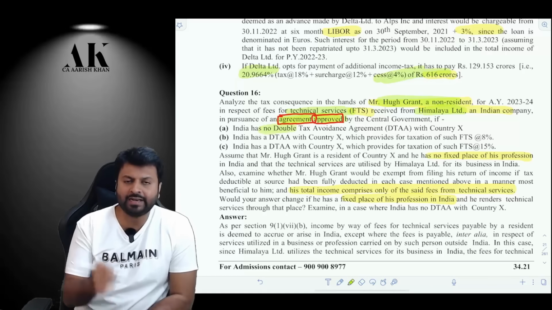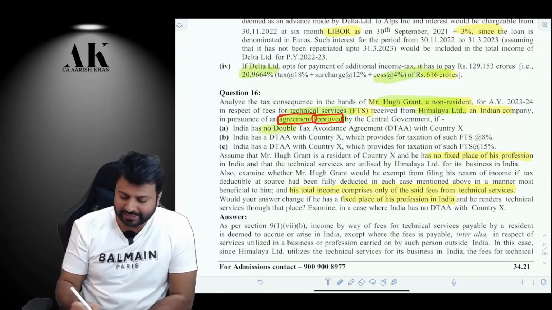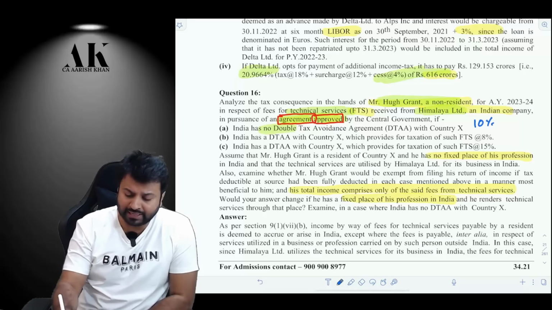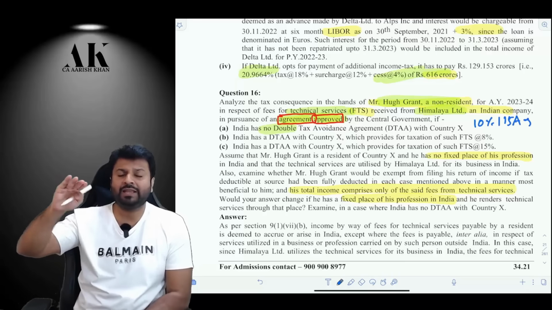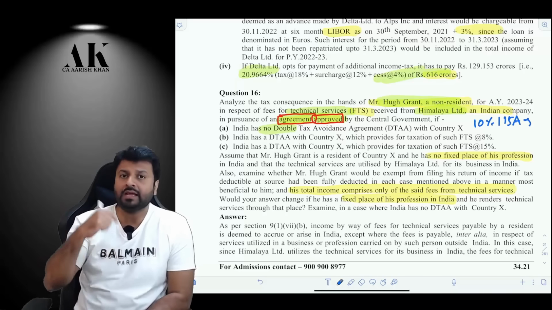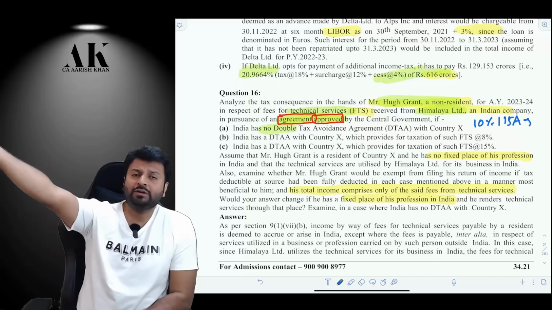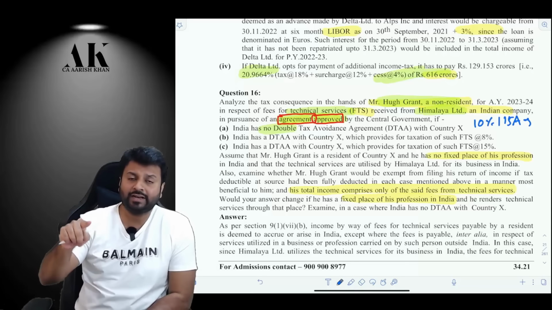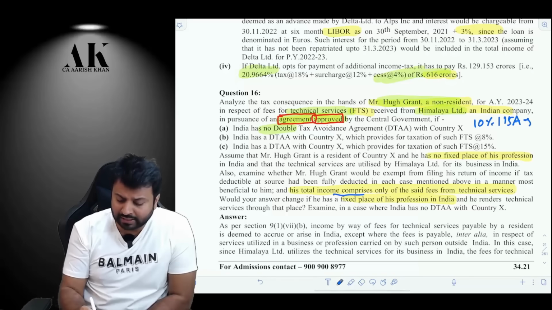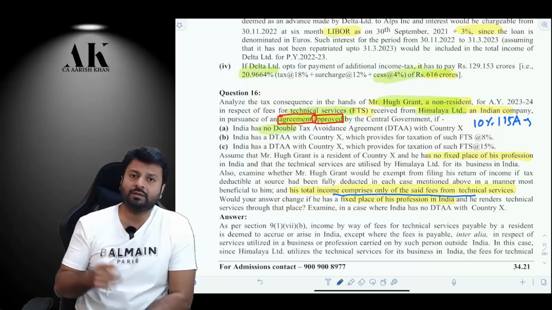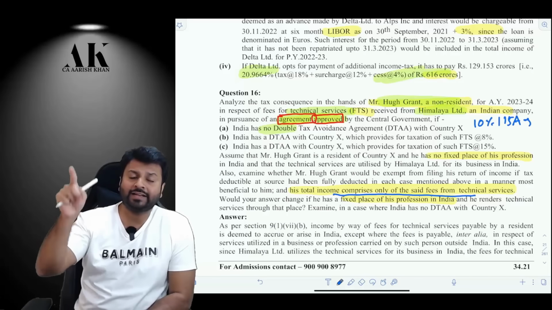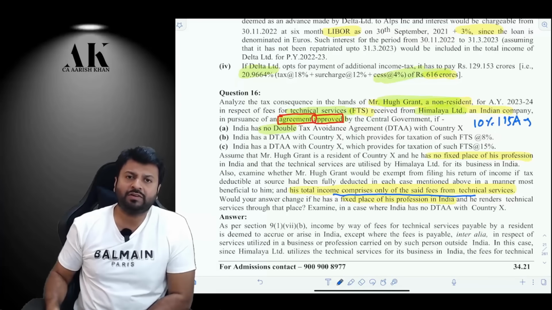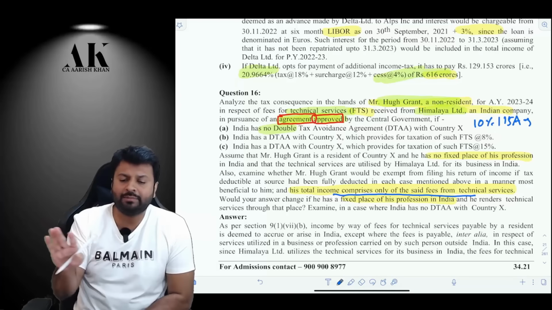In first part, it is said that India does not have DTAA with that country. So in that case, the FTS will be charged at how much? It will be charged at 10% as per 115A plus surcharge if applicable, and 4% cess will be applicable always. Okay. Now, is the non-resident liable to file the return? Non-resident is not liable to file the return if the TDS is deducted, because non-resident does not earn any other income apart from this FTS income, and the TDS is also deducted and the tax rate is also 115A. If the tax rate is lower than 115A, then the non-resident is liable to file the return. In this case, the non-resident is not liable to file the return over here.